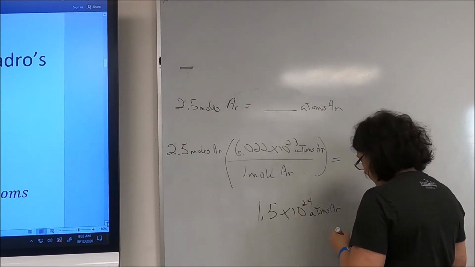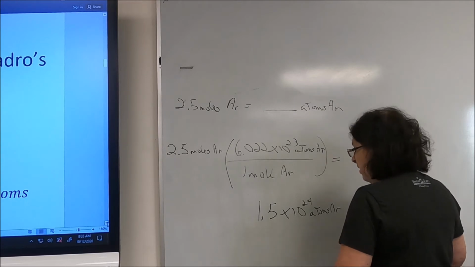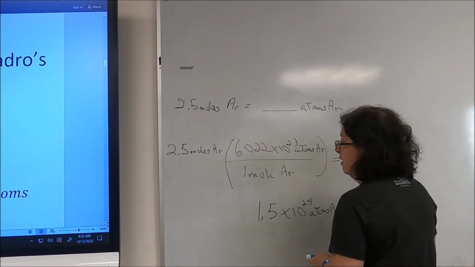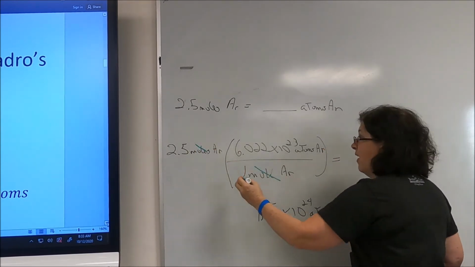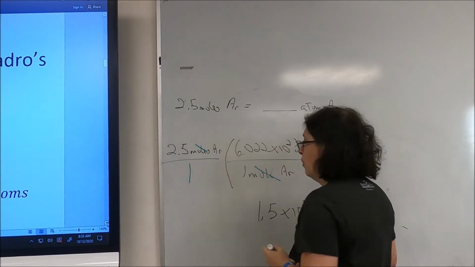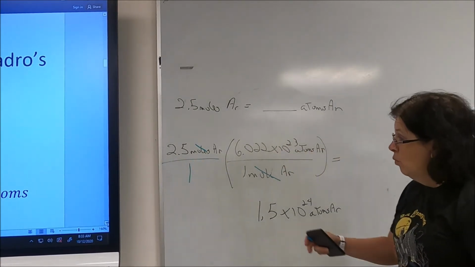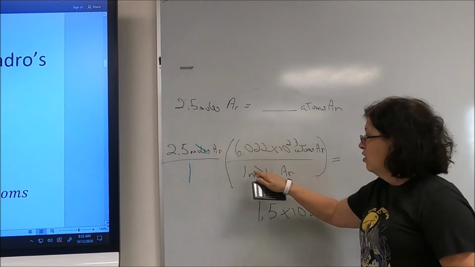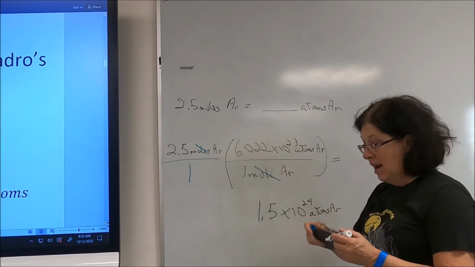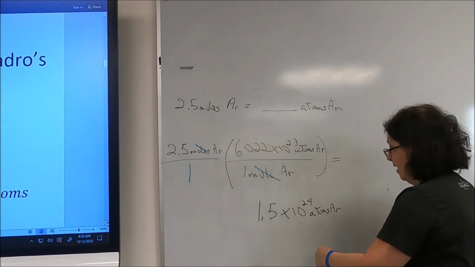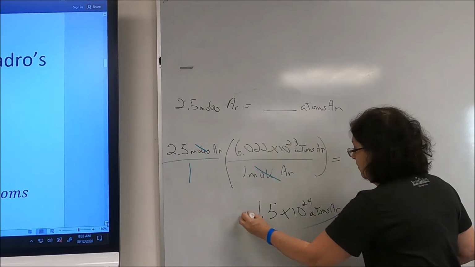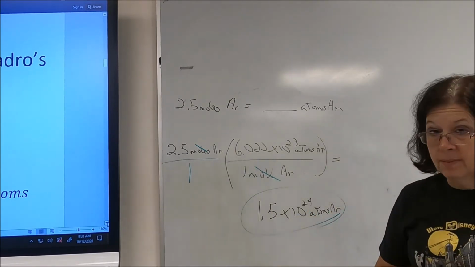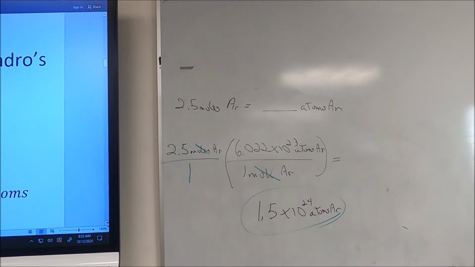atoms of argon. Now I want you to notice here that moles and moles divide out. You can think about that 2.5 as being over 1, so that's in the numerator. Numerator and denominator, the units cancel out, and I'm left with units of atoms of argon. All right, not bad. Fairly easy and straightforward.